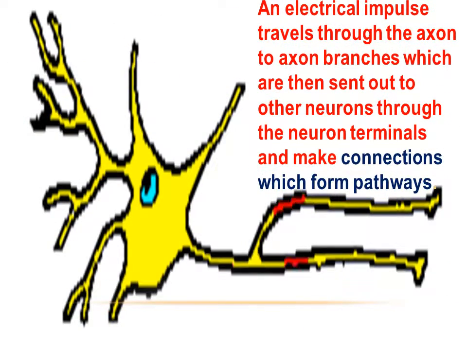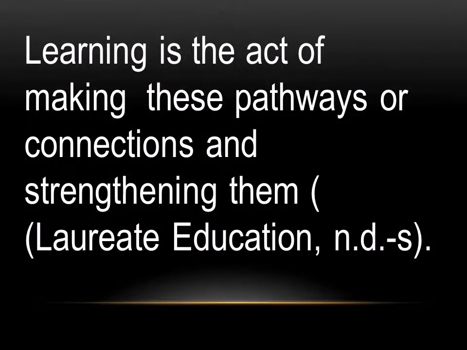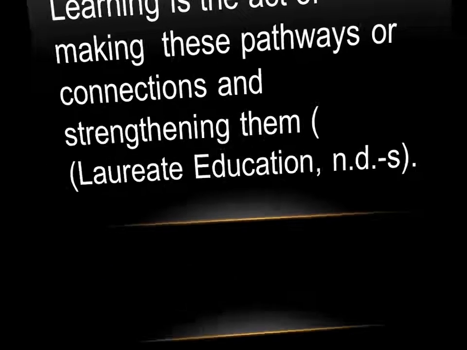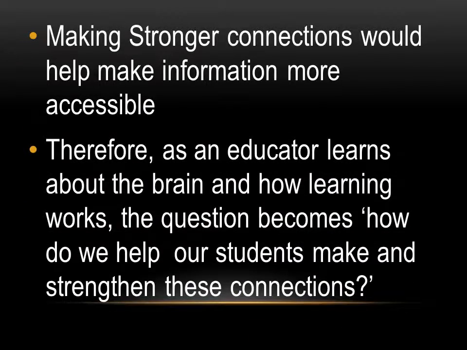An electrical impulse travels through the axon to the axon branches, which are then sent out to other neurons through the neuron terminals and make connections which form pathways. Learning is the act of making these pathways or connections and strengthening them. Making stronger connections would help make information more accessible.